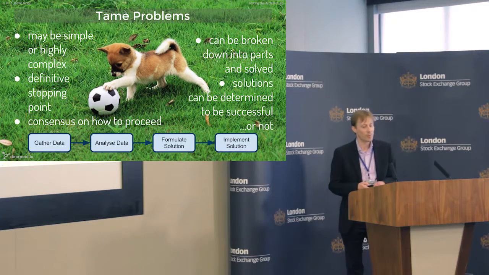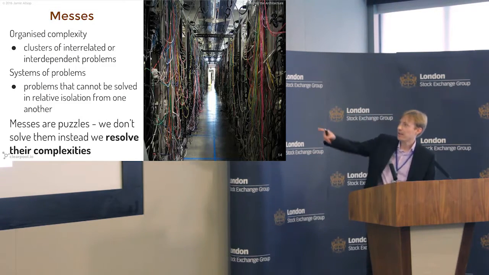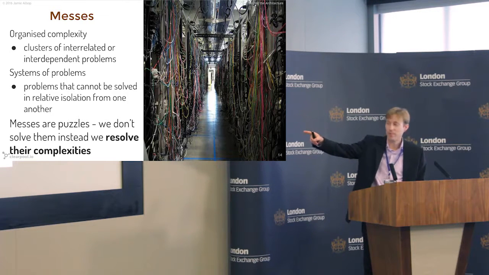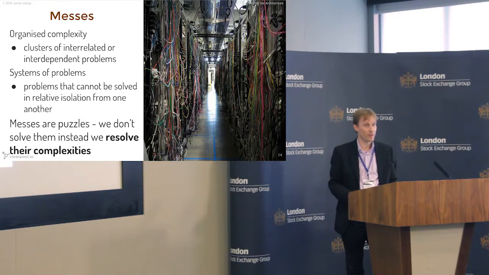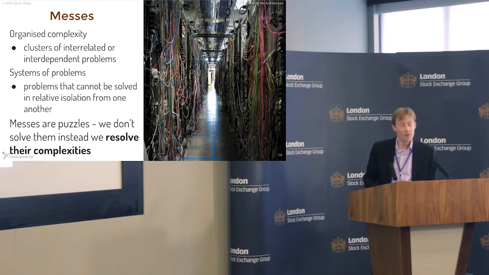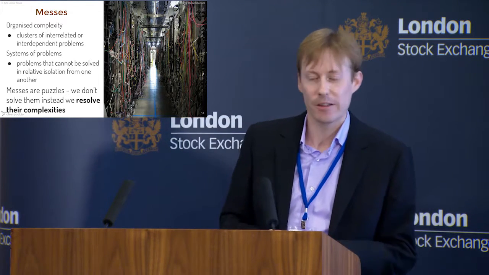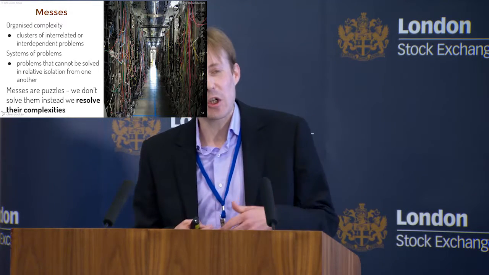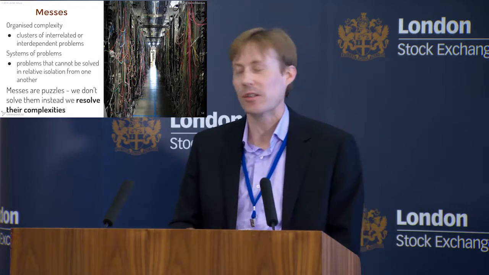Now, there's another class of problem, another way we can characterize problems, and what you can't see here is a data center with the backs of racks with lots of network cables hanging out. Instead, you can see a black blob. But trust me, there was a big mess here. So this is the other kind of problem. Now, these are proper terms. And this is about organized complexity. So it's clusters of interdependent and interrelated problems, problems which cannot be solved in relative isolation to one another. And this is a key point. So they're more like puzzles.